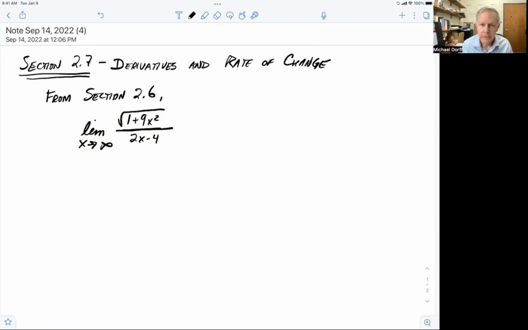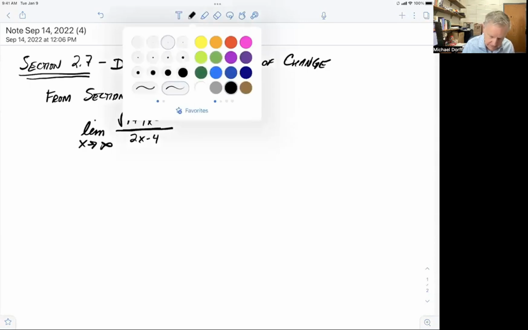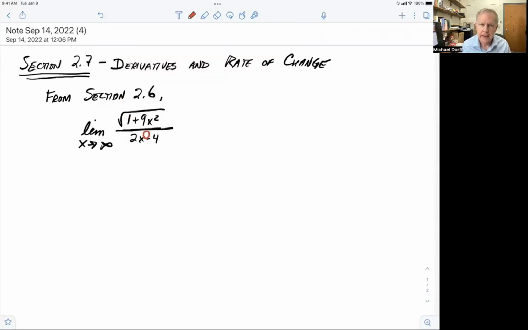In the denominator, the degree is 1, right? Because the largest exponent on x is 1 there. I circled that in red. There's not a 1 listed there, but when it's just x, that means x to the first. What's the degree in the numerator? Well, we can't tell because it's a square root.